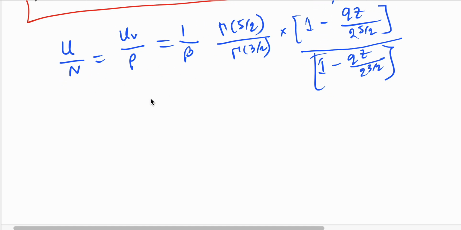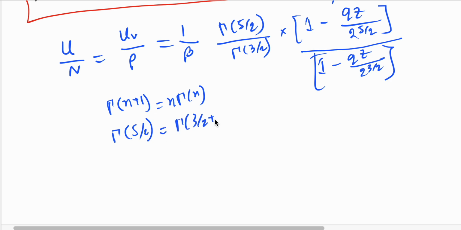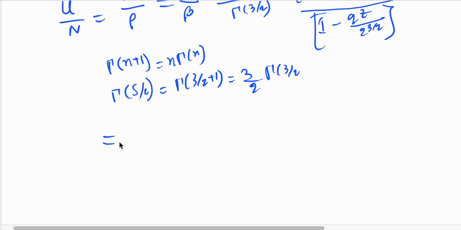So gamma 5 by 2, since we know that gamma n plus 1 is equal to n gamma n, that means gamma 5 by 2 is equal to gamma 3 by 2 plus 1, which is actually 3 by 2 gamma 3 by 2. So that means gamma 5 by 2 by gamma 3 by 2 is equal to 3 by 2. So that means 1 by beta into 3 by 2.